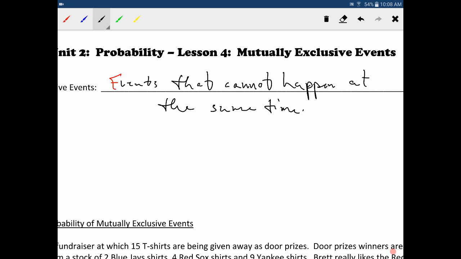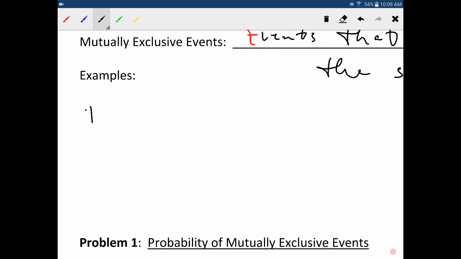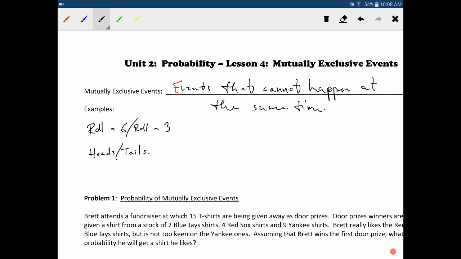Usually what we mean by this is just multiple outcomes for the same thing that are not possible to happen at the same time. So for instance, we could roll a 6 or roll a 3. You can roll a 6 or you can roll a 3. You can't roll a 6 and a 3 at the same time. Or also something as simple as heads and tails. You can't have heads and tails at the same time. That's impossible.